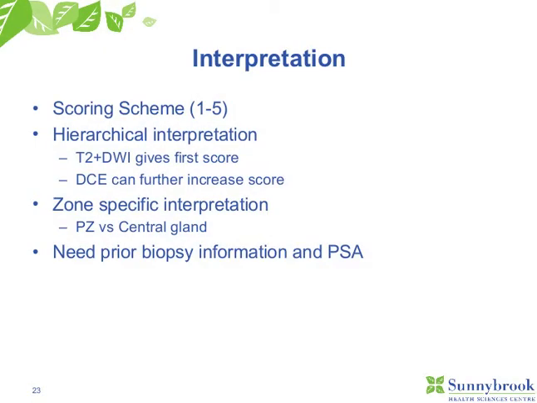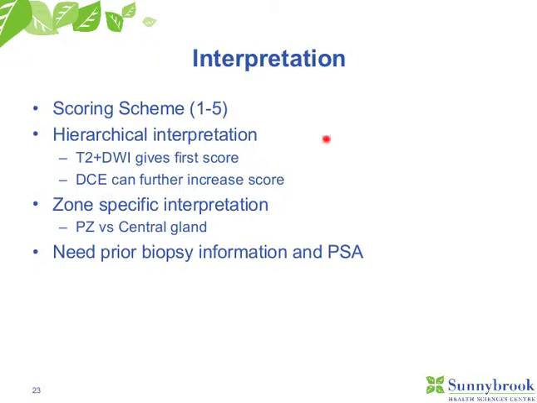Some interpretation. We need to score these on a 1 to 5 scale. There is a work in progress, something that's been put out called PIRADS, which describes a 5-point independent scoring scheme for T2, DCE MRI, and diffusion-weighted imaging. I discussed this in an earlier presentation.